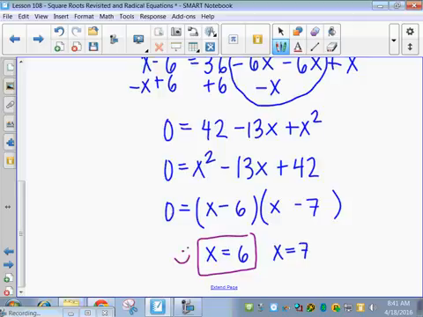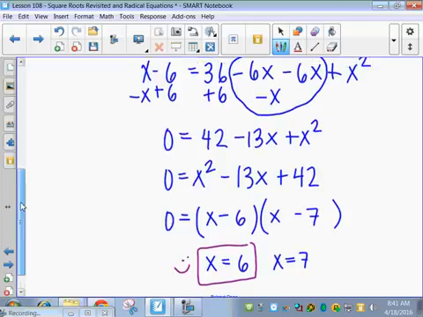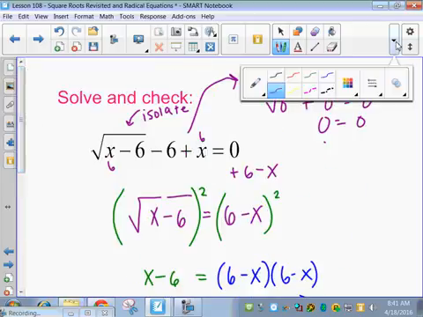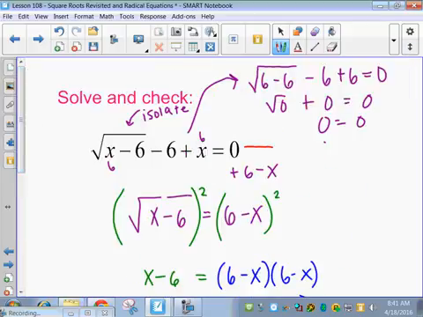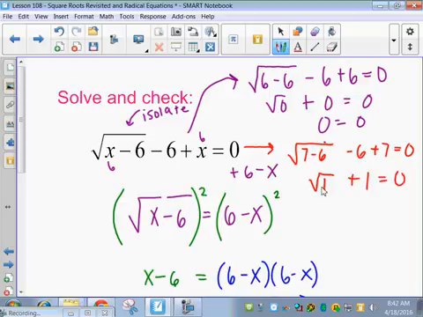Give it a little smiley face. All right. And now we're going to check 7. So let's come up here and check 7. I'm going to rewrite this equation with 7 plugged in for x. And we've got 7 minus 6 is 1. Negative 6 plus 7 is 1. What's the square root of 1? 1. Does this one work, you guys? Does 2 equal 0? No.